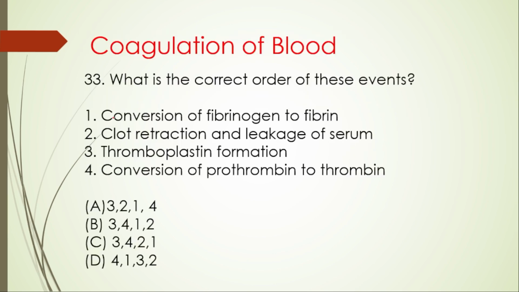Next, coagulation of blood, from the concept coagulation of the blood. 33rd question. What is the correct order of these events? First one, conversion of fibrinogen to fibrin, clot retraction and leakage of the serum, thromboplastin formation, conversion of prothrombin to thrombin. So here first will be what? Third one, thromboplastin formation. So first is 3.